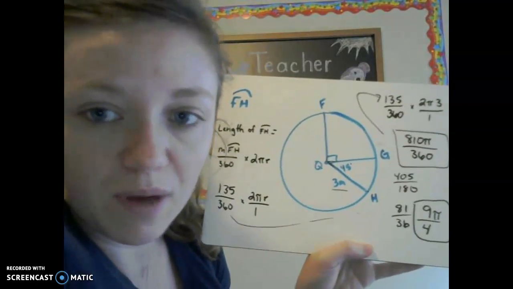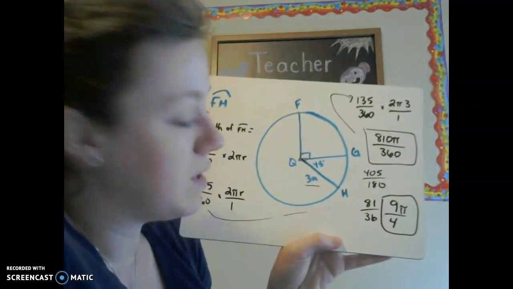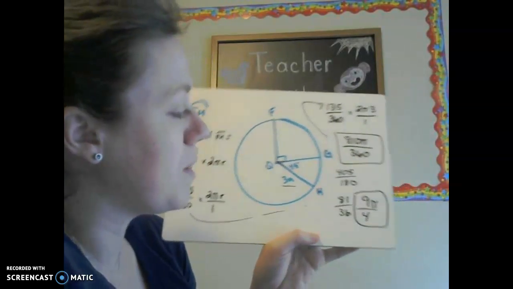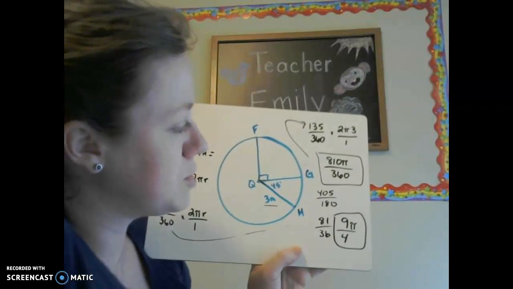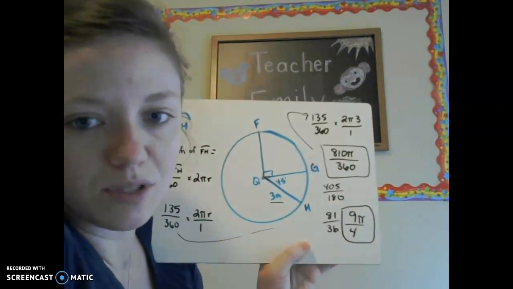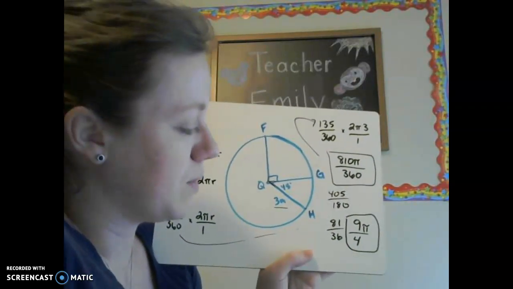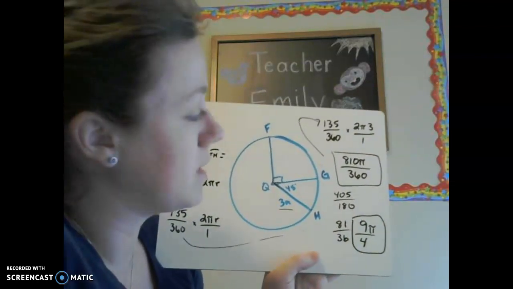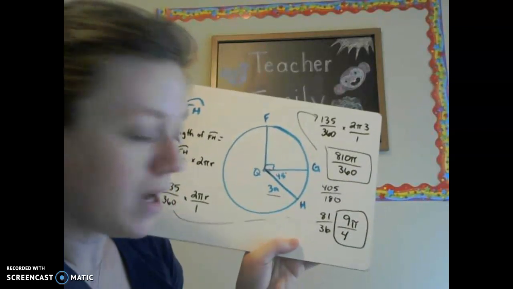You might have done it a different way than that, but I tried to do it the long way so that you could see as I was going what was going on. Breaking it down, just breaking down the fraction to its lowest form, because it asks for it in pi form. You don't have to actually calculate it out. So anyway, 9 pi over 4 is the answer. Hopefully that helped a little bit.